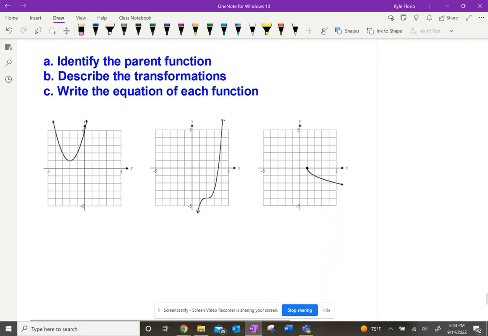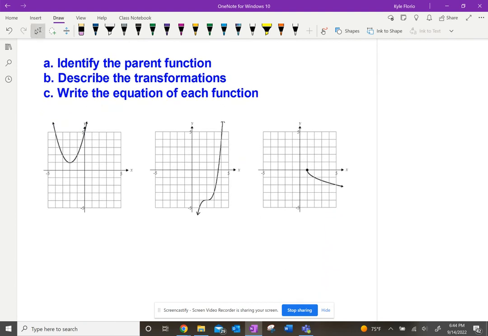Skip that guy. All right. Each of these, you're going to tell me what the parent function is, describe the transformations, and write the equation. So the parent function is going to be the square root function. Excuse me, the quadratic. So that's going to be x squared. The transformation: it went left 2, up 1. And let's write that down. So it's going to be, the plus 1 is because it's going up 1. Now it's going left 2, so it's really going to be x plus 2, not x minus 2. Remember, it's the opposite of what you would think.